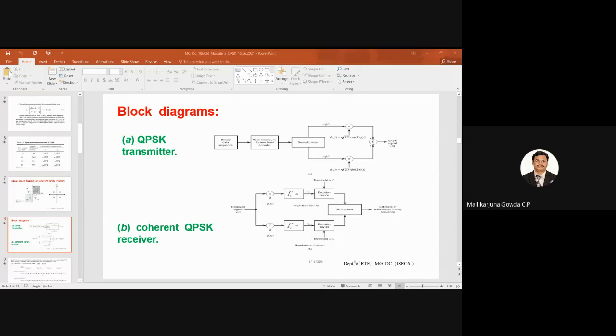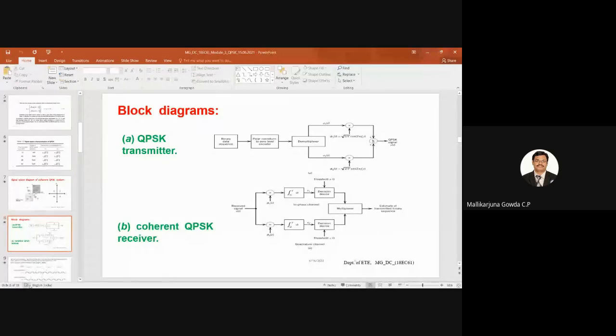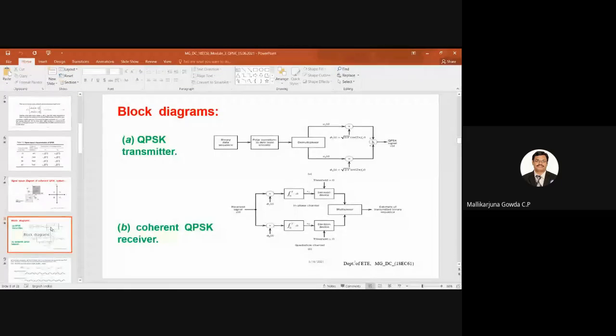The outputs of the decision devices, x1 and x2, will be multiplexed. That means a parallel to serial converter, right? Because my input data is in series, I will be getting that, so I will be estimating the transmitted binary sequence. So this is in brief about the QPSK transmitter and the coherent QPSK receiver. Just try to understand this. It is not different from BPSK. How is it similar to BPSK, and what has changed in QPSK, right?